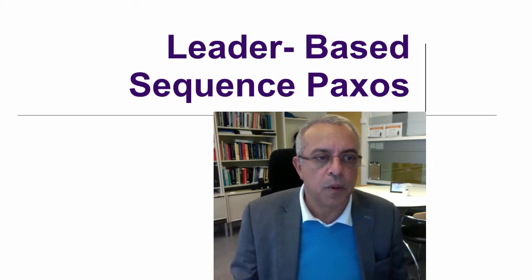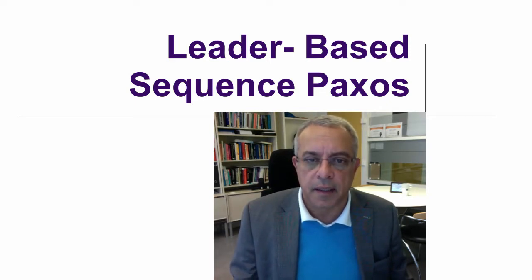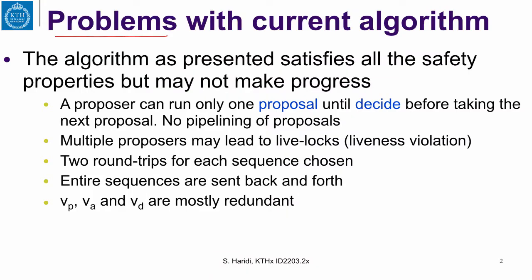However, we will need a special leader election abstraction and the corresponding algorithm. This we will cover next. The current algorithm for vanilla sequence Paxos has a number of problems. The algorithm, as presented, satisfies all safety properties, but may not make progress.